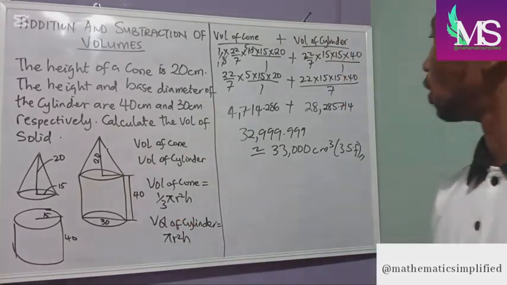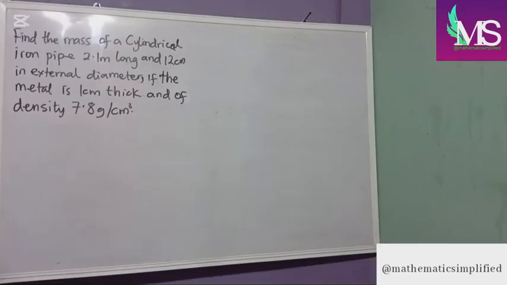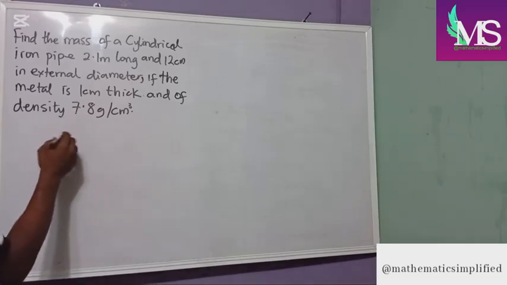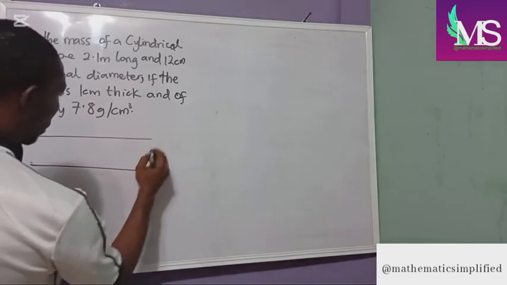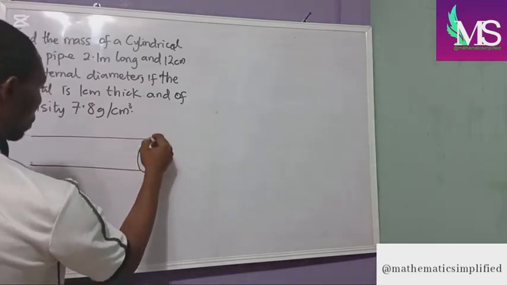Our next question says, find the mass of a cylindrical iron pipe 2.1 meter long and 12 cm in external diameter, if the metal is 1 cm thick and of density 7.8 grams per cm cube. Now let's represent this in the diagram. Let's assume that this is our pipe.